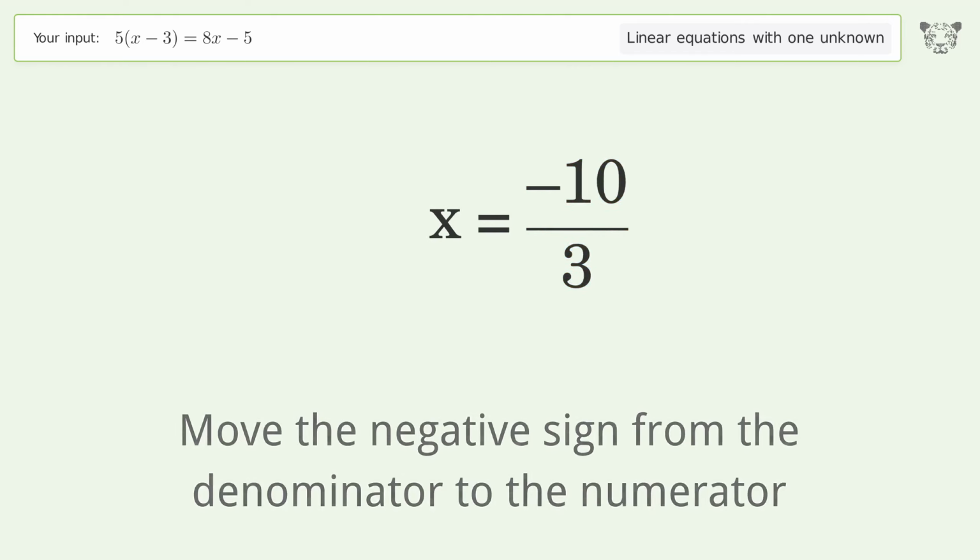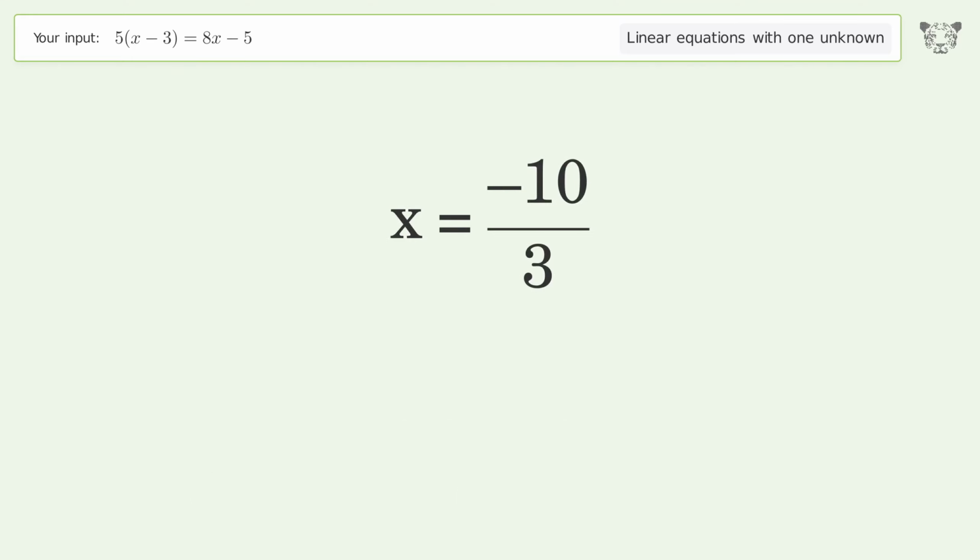And so the final result is x equals -10/3.